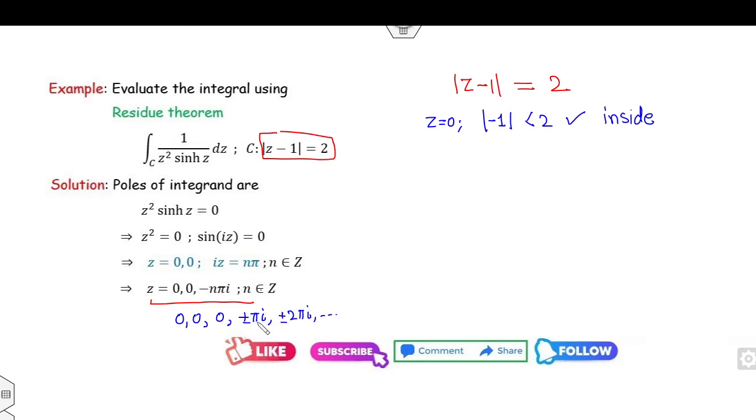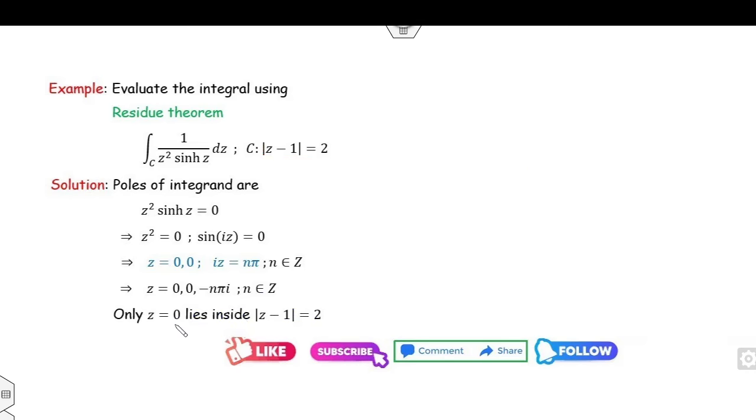So clearly say whether pi iota lies inside: you can see pi iota minus 1, it is 1 plus pi square. So clearly this number is greater than 2. That means pi iota lies outside the curve. Once pi iota lies outside the curve, 2 pi iota also lies outside the curve. The only pole which lies inside is z is equal to 0, and clearly it is a triple pole.